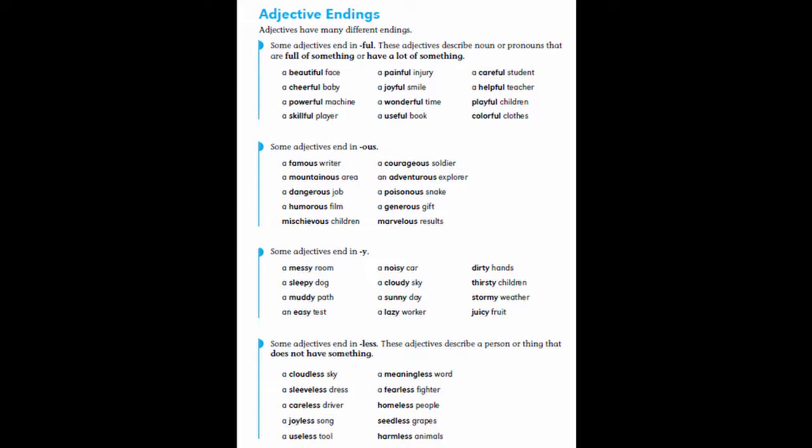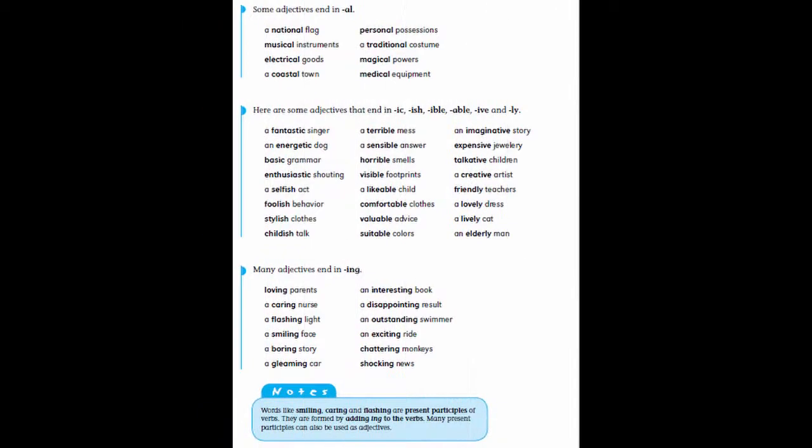Some adjectives end in less. These adjectives describe a person or thing that does not have something. For example, cloudless sky, meaningless word, sleepless night, fearless fighter, careless driver, homeless people, and so on and so forth. Some adjectives end in AL. So, for example, a national flag, personal possessions, musical instruments, a traditional costume, electrical goods, magical powers, coastal town, medical equipment.